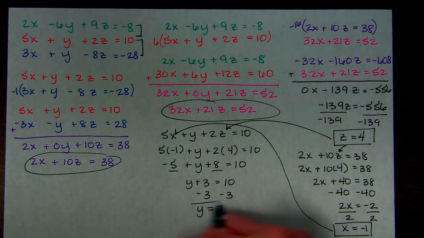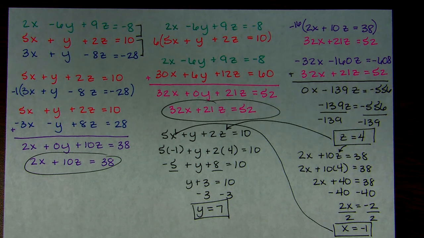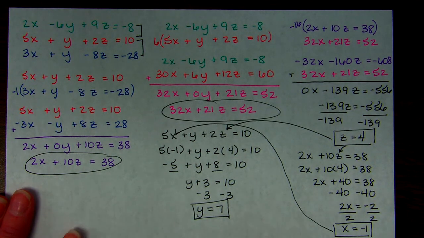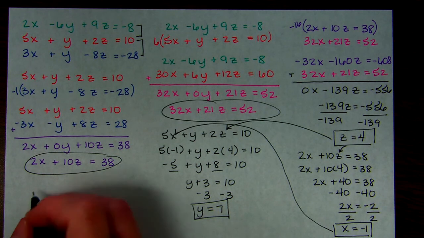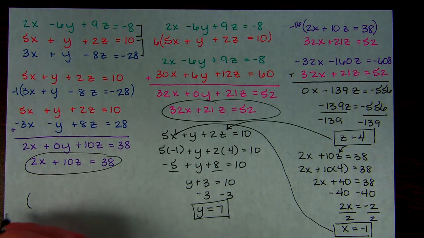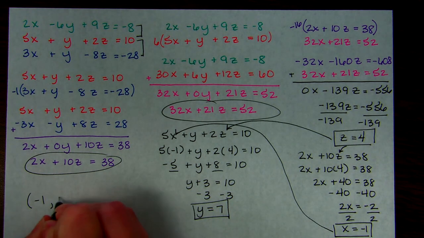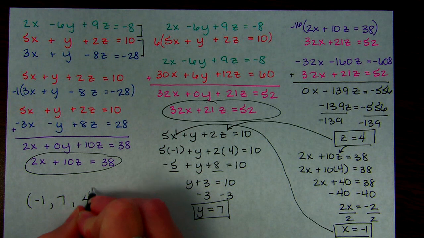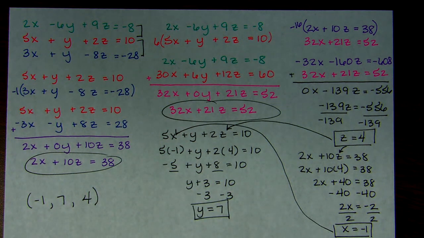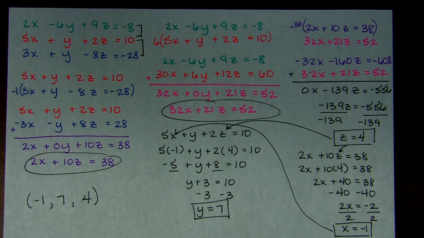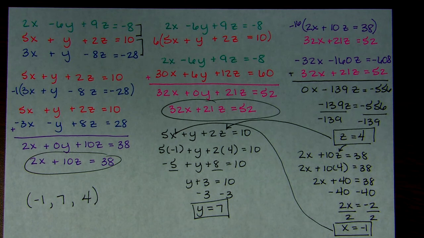And so our solution to this system right here is x equals negative 1, y equals 7, and z equals 4. And the way we write that solution is an ordered triple, right? And so it's negative 1, 7, 4, like that. This is how you solve a system of three variables using elimination. This problem is also on your notes. So go ahead and read through it again, watch the video again if you need to, and then work on your assigned problem.